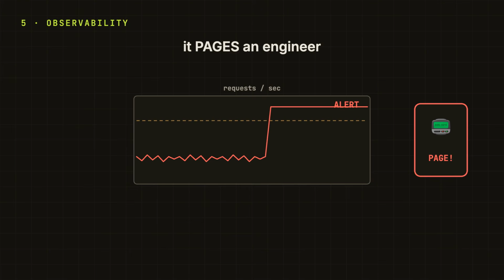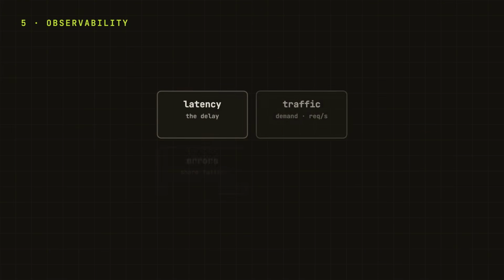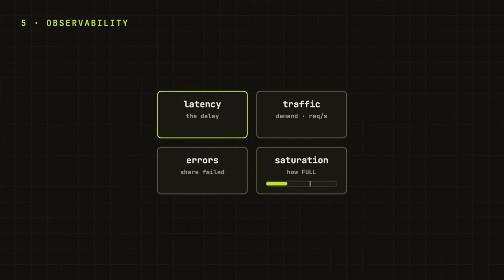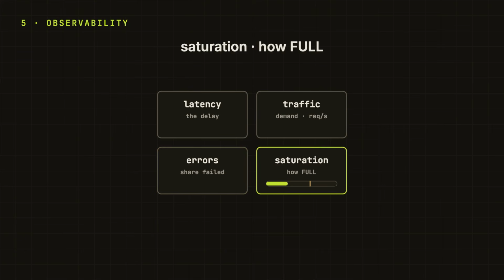There is a well known set to remember called the golden signals. Latency, meaning the delay before a request completes, plus traffic, meaning how much demand is arriving, requests per second, errors, meaning what share of those requests failed, and saturation, meaning how full your system is, how close the CPU, the memory, or the queue is to its limit.